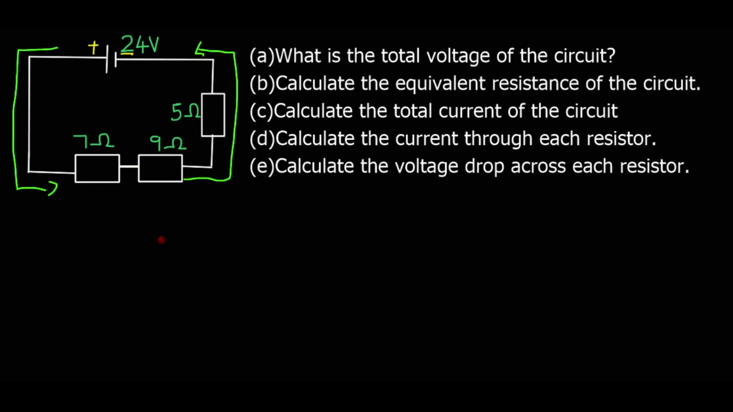And then we know that in series, current is the same everywhere. So let's look at the question. Part A: what is the total voltage of the circuit? Because we have our cell, and they gave us 24 volts. This 24 volts tells us that the total voltage of this circuit is 24 volts. So this means our answer for part A, V total, is 24 volts.